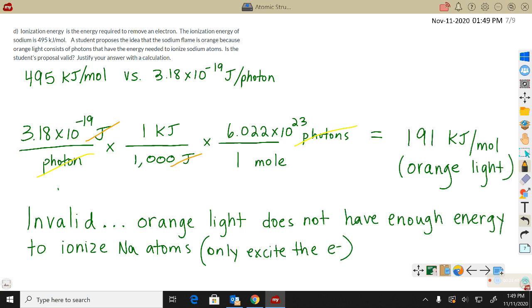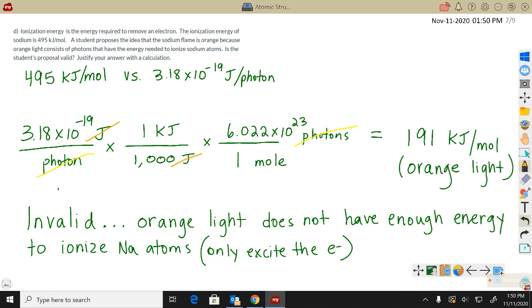Well, we just need to make sure that these units match so that we can compare them properly. So it doesn't really matter which you wanted to change, as long as in the end you got the units to be the same. So I took my energy of orange light and changed it from units of joules per photon to kilojoules per mole. I had to switch the joules to kilojoules, and then per photon to per mole. And then I got about 191 kilojoules per mole.